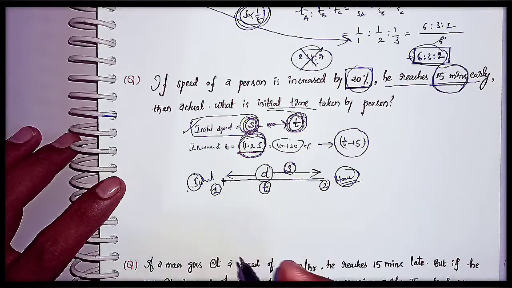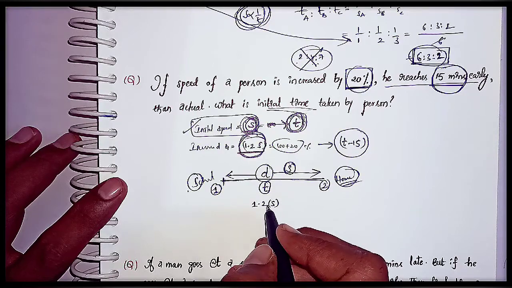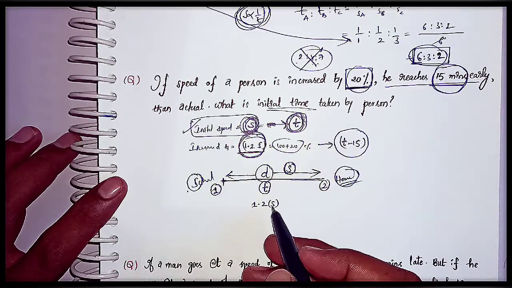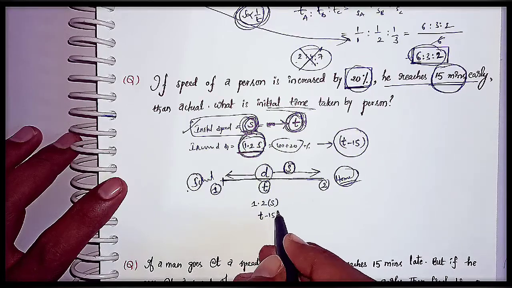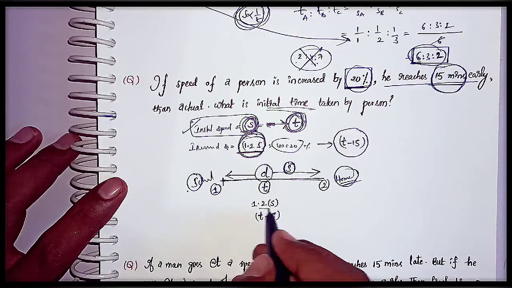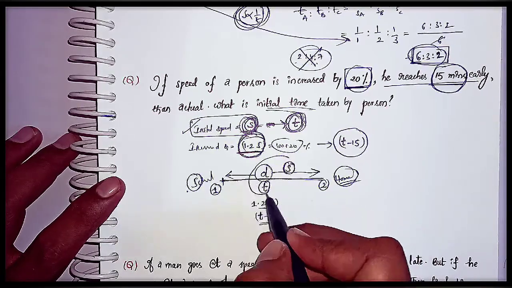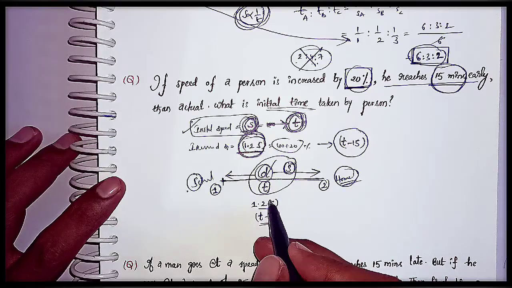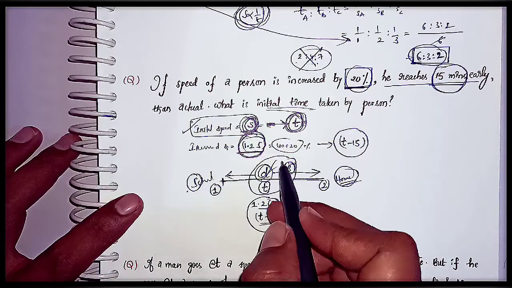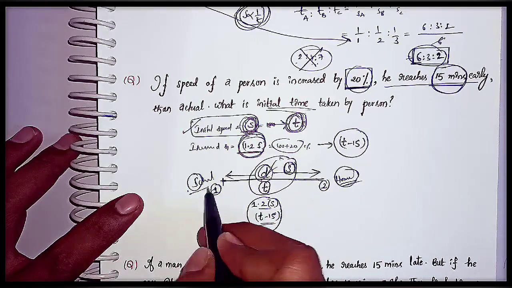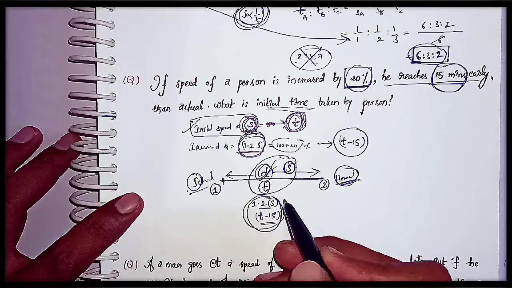And the next day he is increasing his speed, that is 1.2 s, that is 20% increased, and he is taking the time t minus 15 minutes, because if he is increasing speed, the time is reduced. Yes or no? Now in the first case he is covering the distance d, and in the second case also he is covering the same distance, that is d only.